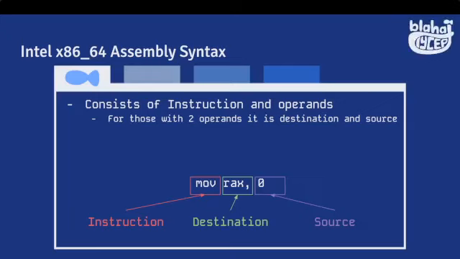So the way a certain instruction is written, it consists of this syntax. You're going to have your operation, in this case a move operation. You're going to have some kind of destination, which in this case is a register. And you're going to have some source. In this case, it could be a register or it could just be a value.